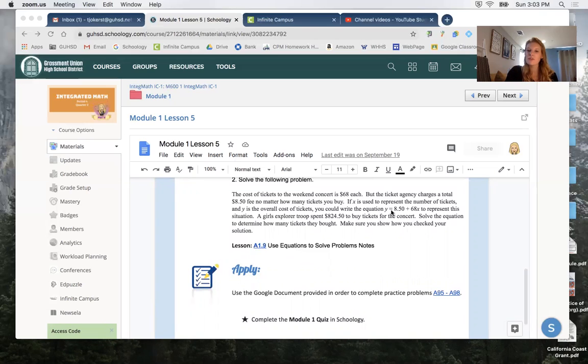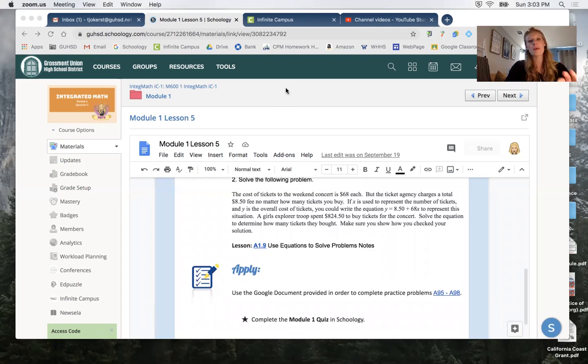If X is used to represent the number of tickets, then this would be the equation. We would have Y, the cost, is $8.50 plus $68 times however many you get, times X, how many tickets you get. A Girls Explorer troupe spends $824.50 to buy tickets for this concert. What we're going to do is solve the equation to see how many tickets they bought. How many X's did they buy?